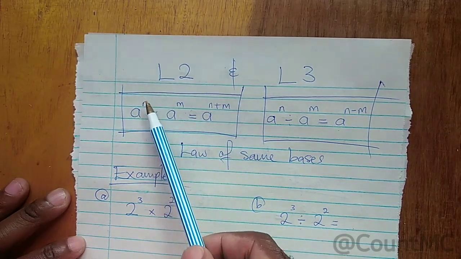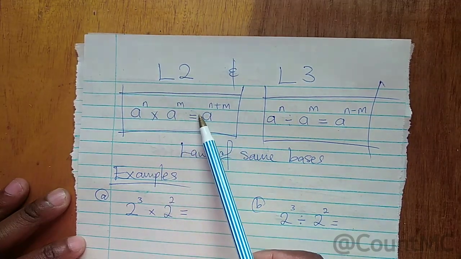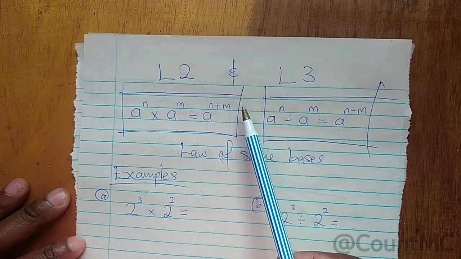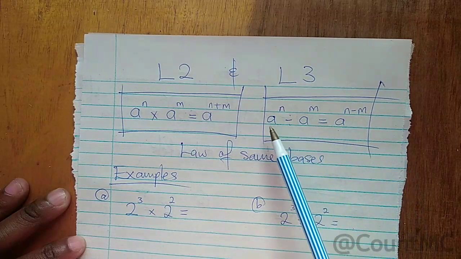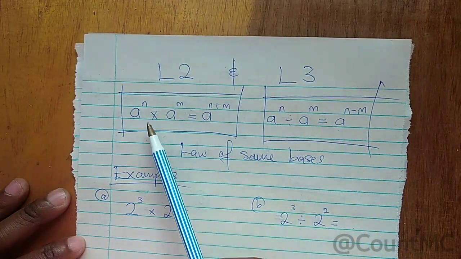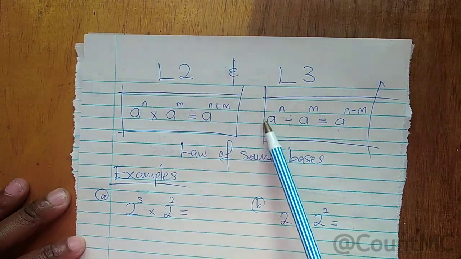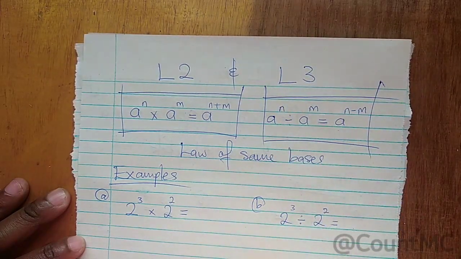So a to the power n times a to the power m is the same as just a to the power n plus m. The same here, when you are dividing, you subtract. When you are multiplying, you add. Okay, so if you are multiplying the bases, you add the powers. When you are dividing the bases, you subtract the powers.